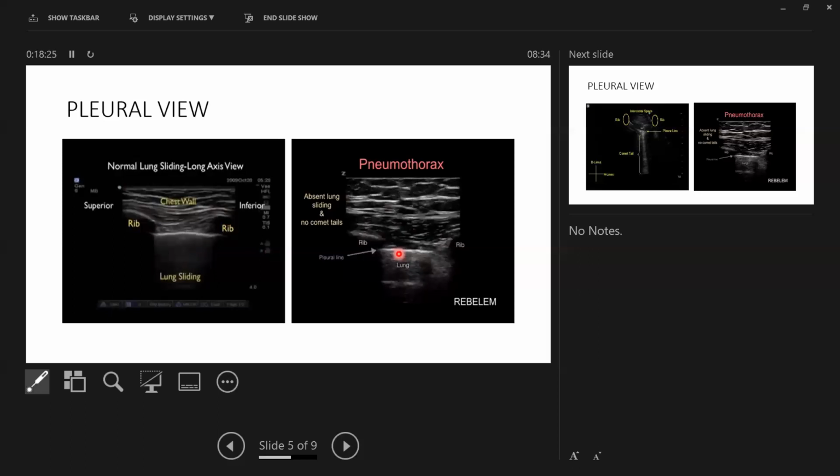Now, in some patients, it's quite easy. It's a very obvious thing. You can make it out, but it comes with practice as well. You can't just put a probe once and know immediately, but you've got to try.